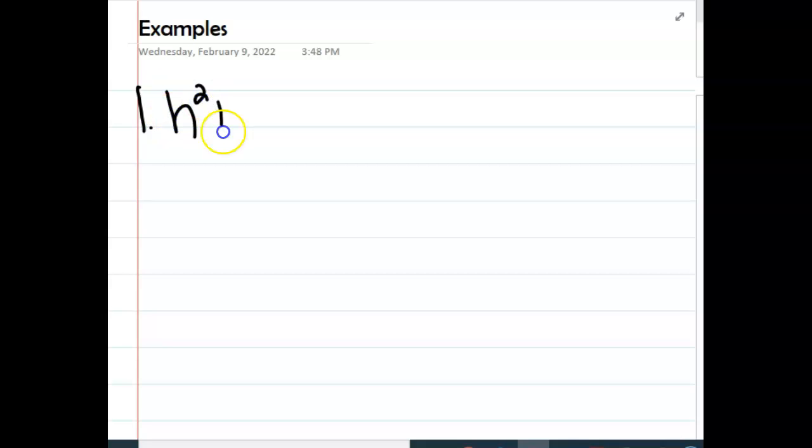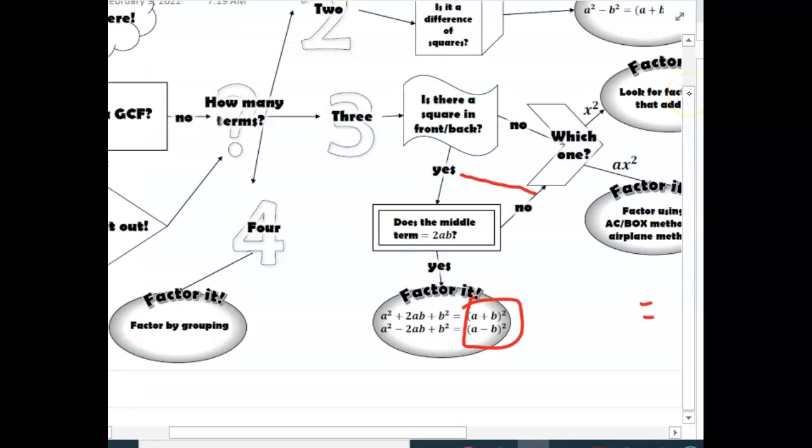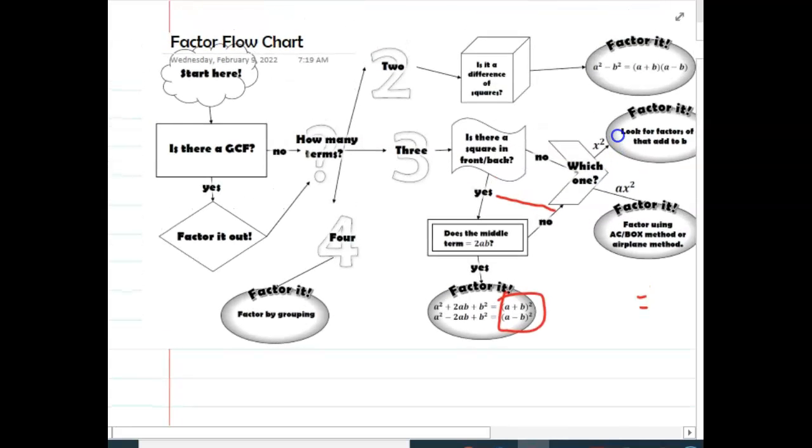So number 1, h squared plus 12h plus 36. Okay, what we're going to do is start getting in a good habit of going through the factor flowchart for every single problem. The first thing we're always going to check for is greatest common factor. Remember, this has to be something that all 3 terms have in common. Since that first term is an h squared, they don't have anything in common, so we're going to say no.